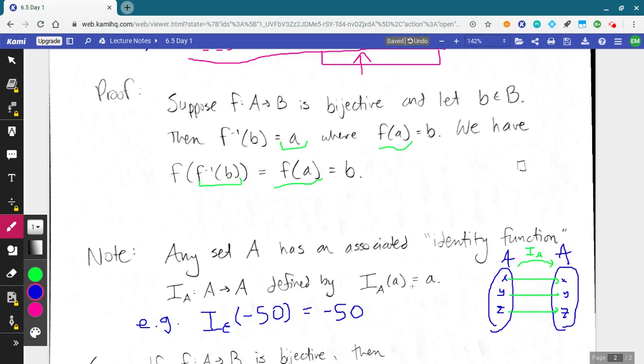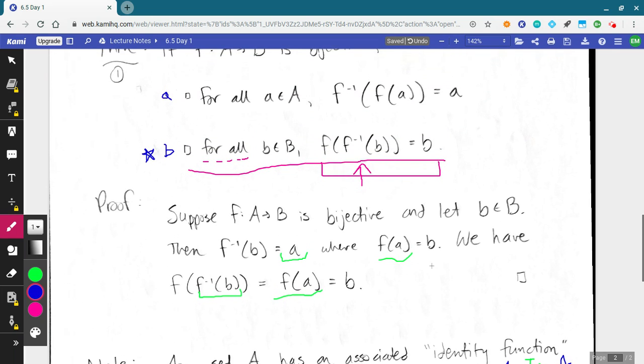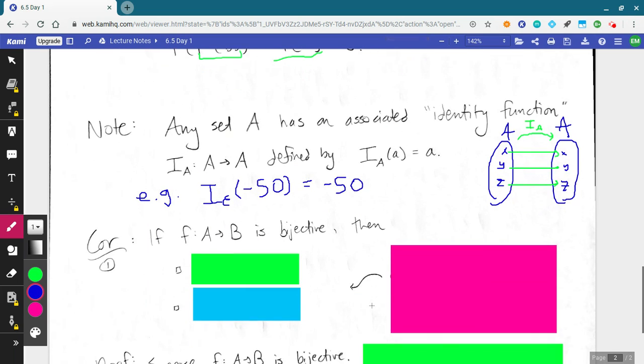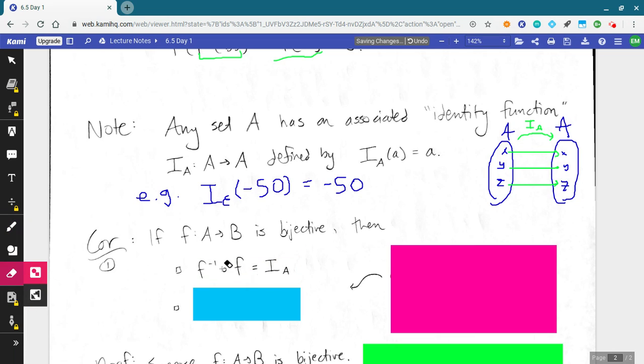Well, what I claim is that our result up here is telling us that our two compositions of our function and its inverse are actually giving us an identity function. Specifically, here's the corollary that follows from that theorem. If f from A to B is bijective, then f inverse composed with f equals the identity on A, and f composed with f inverse equals the identity on B.